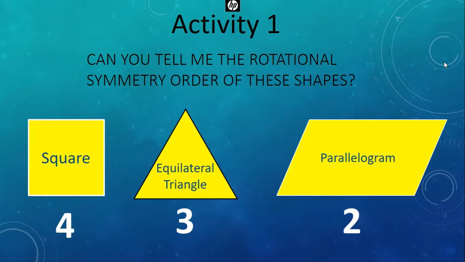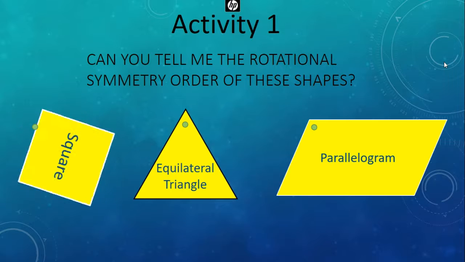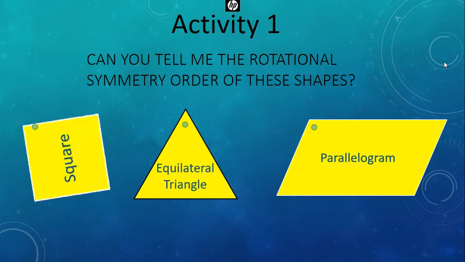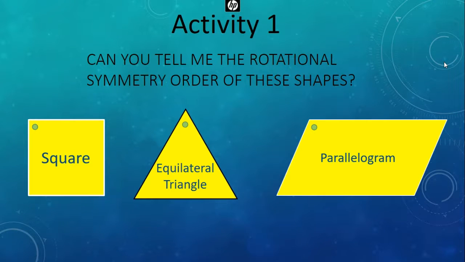Right, I've written down the answers here and I want to show you how we got to those answers as well. So, here's my square. 1, 2, 3, 4. Okay, so every time it looks exactly the same until it gets back to the start again. So the square would have a rotational symmetry of 4.